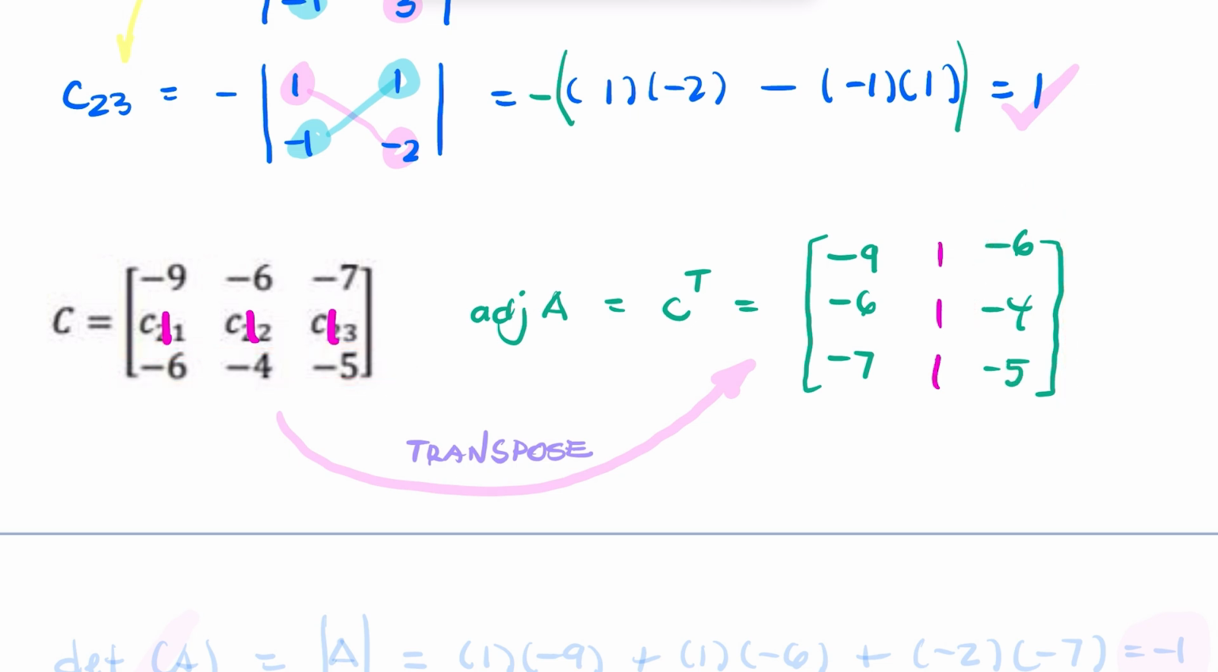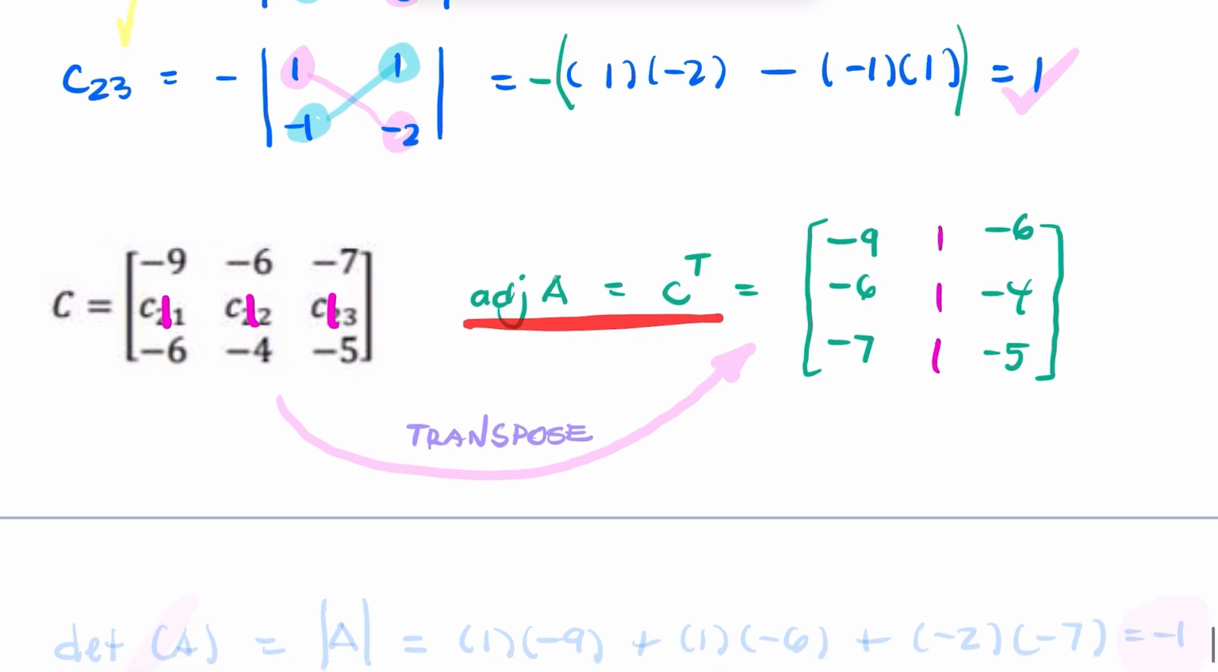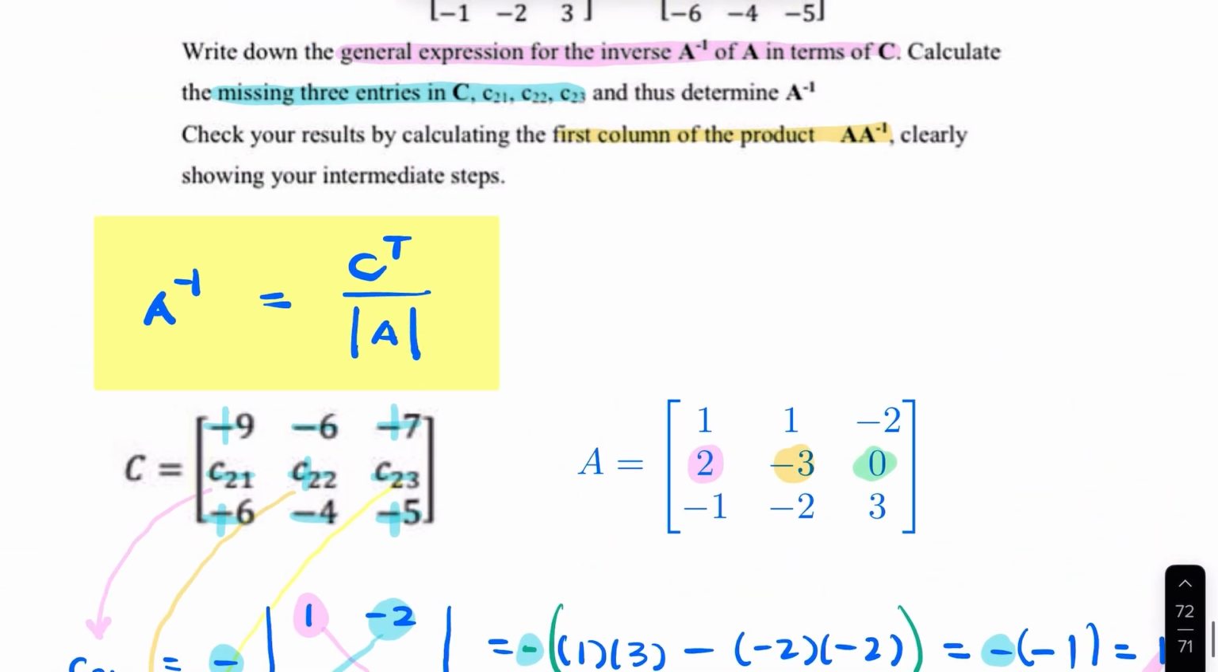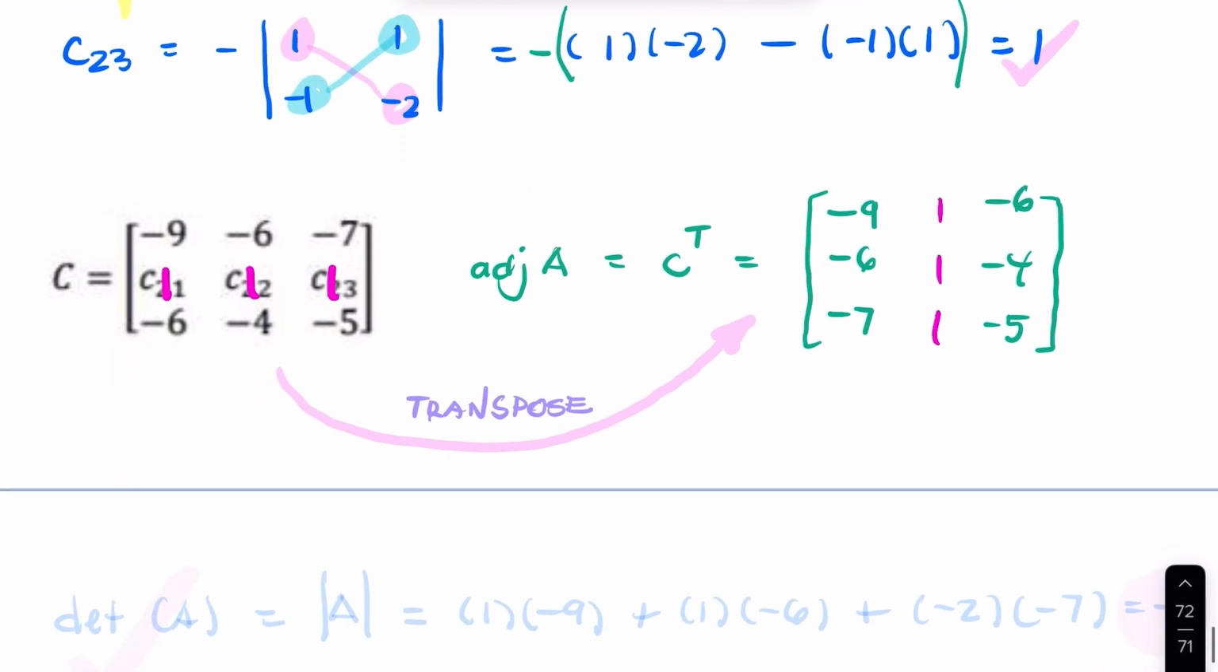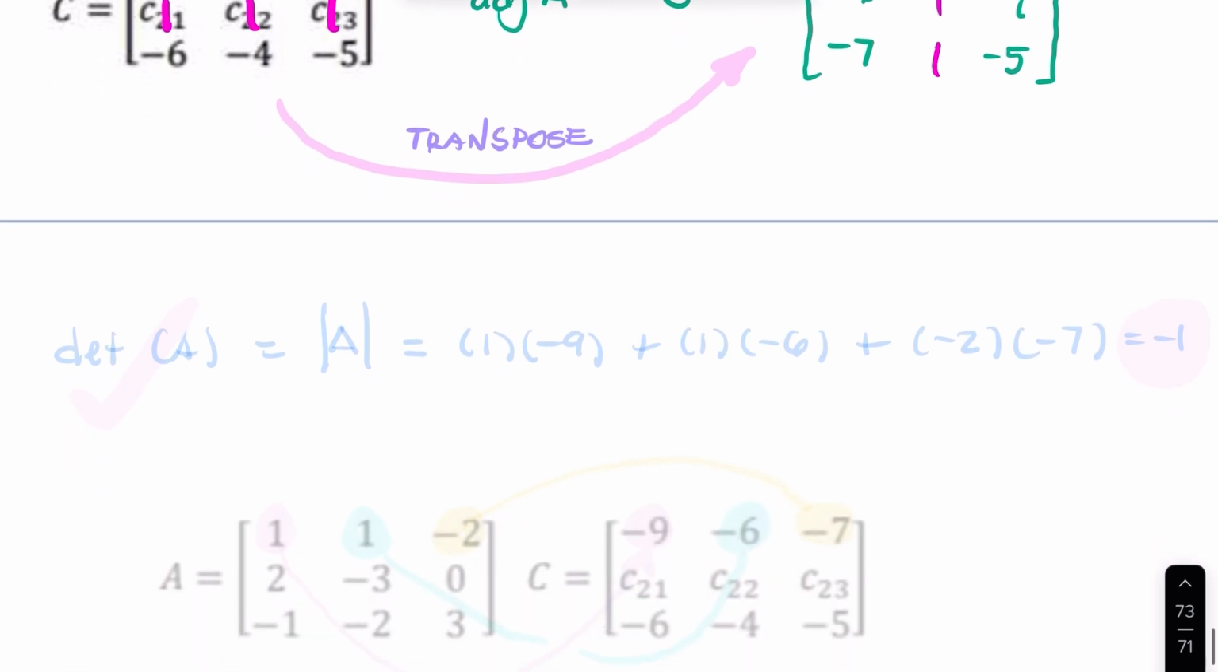So this is what we call the adjoint of A, or the transpose of C. Now, we still need to find the determinant of A. So we're still a few steps away from the final solution. So let's try to find the determinant of A.